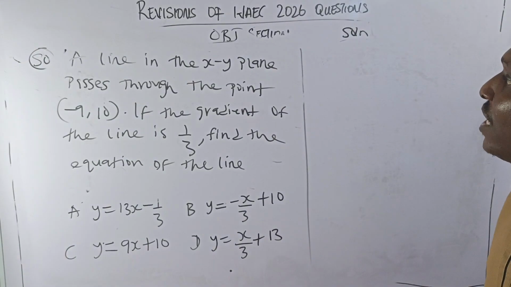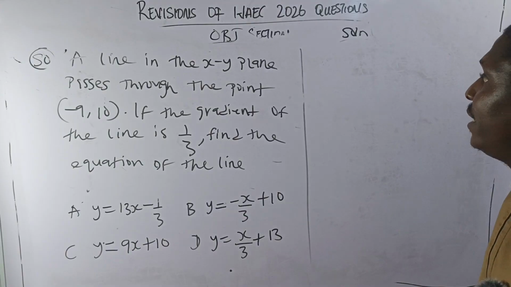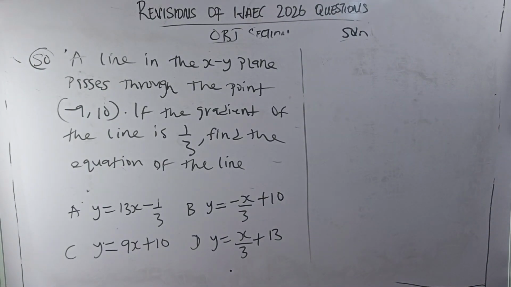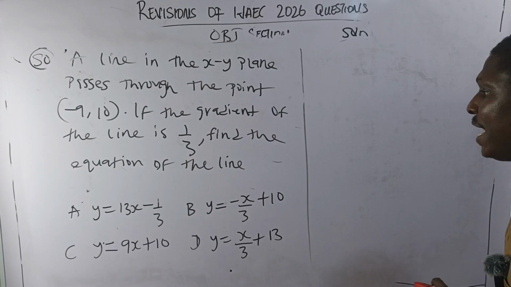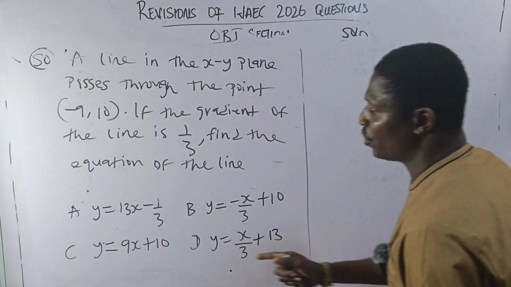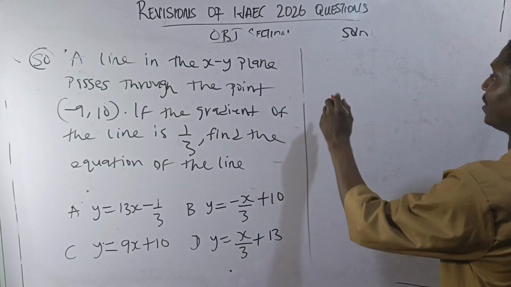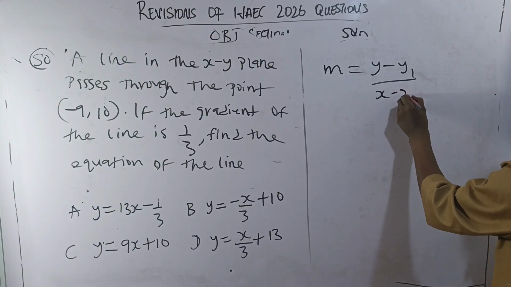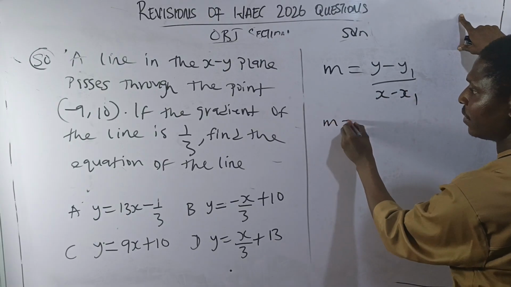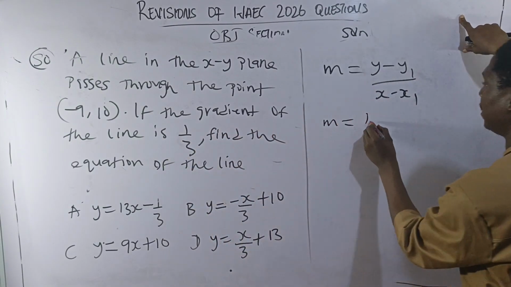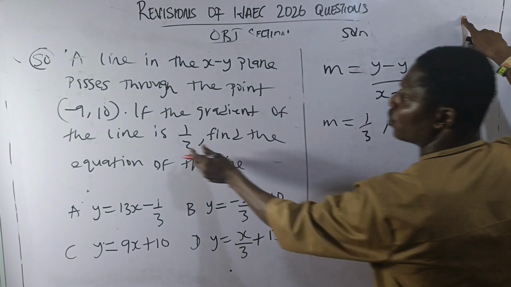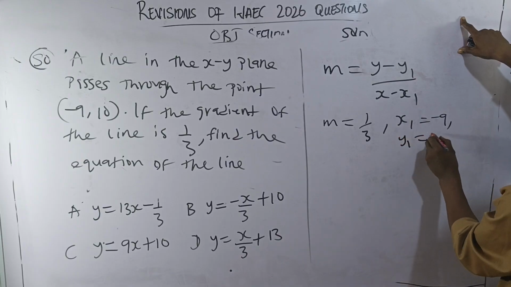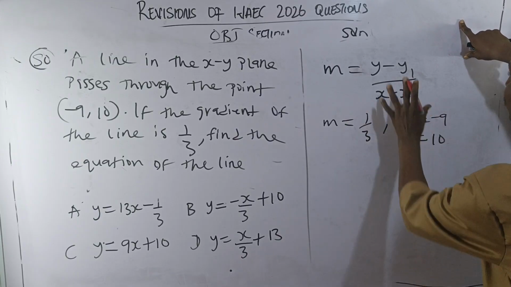C. So we have the last question, which says a line in the xy plane passes through the points minus 9, 10. If the gradient of the line is 1 over 3, find the equation of the line. These are the options. And if you observe the options, y is the subject of the formula. So I simply have gradient m equals y minus y1 all over x minus x1. Here the gradient m of the line is 1 over 3. And my x1 must come first here, which is minus 9. And my y1 is next, which is 10.